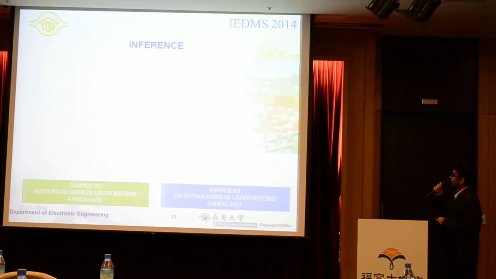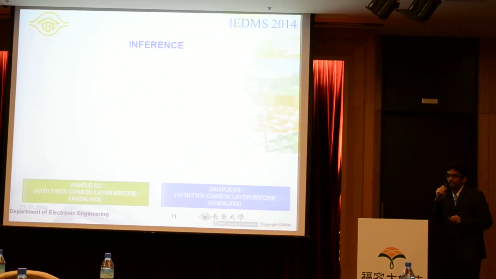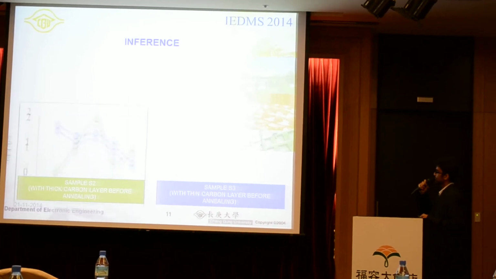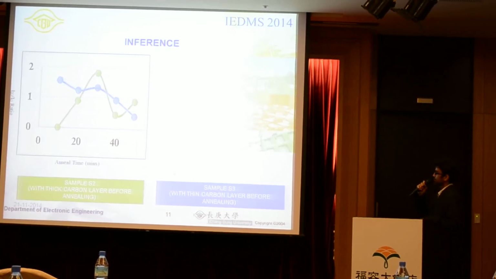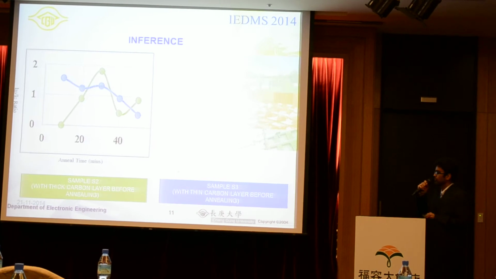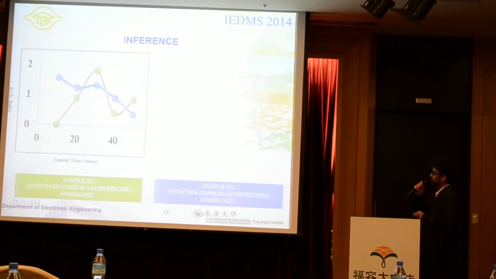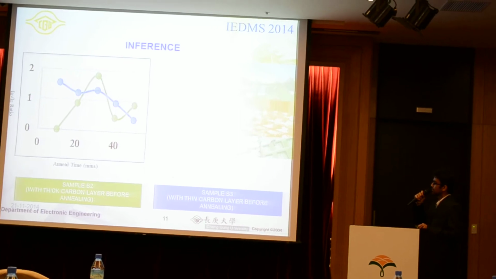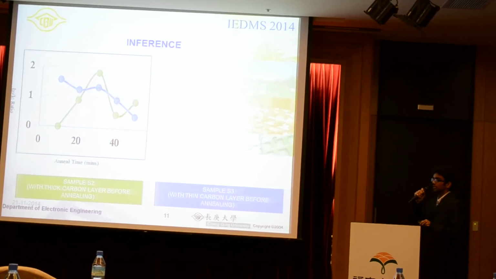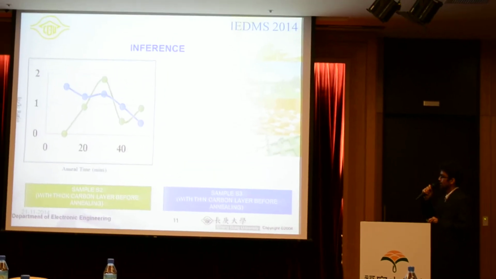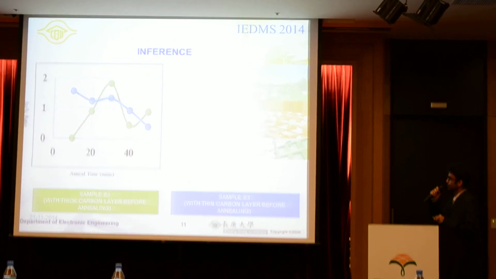Okay, so out of the Raman data that we got, we have the first inference. The green graph that you can see is for sample S2 and the blue is for sample S3. This one shows the I2D by IG ratio comparison. In the first case, if I talk about sample S2 with a thick carbon, in the first 10 minutes we have nothing, and then slowly it grows up and goes down.